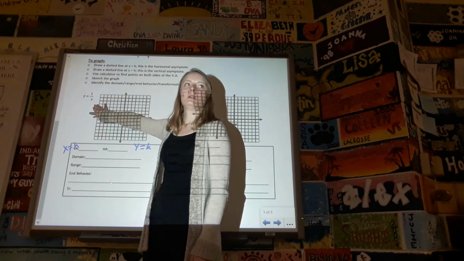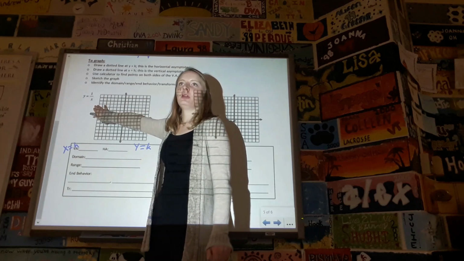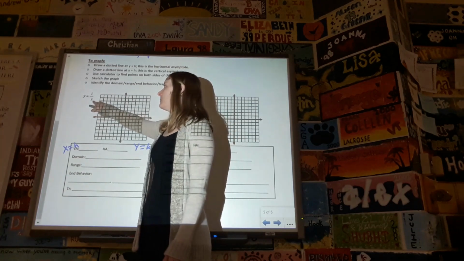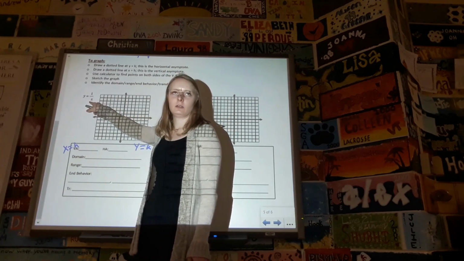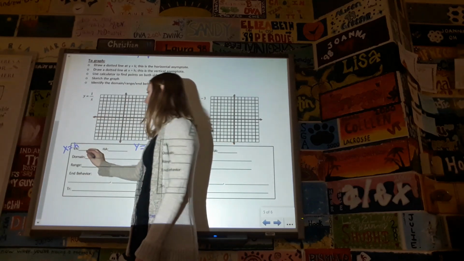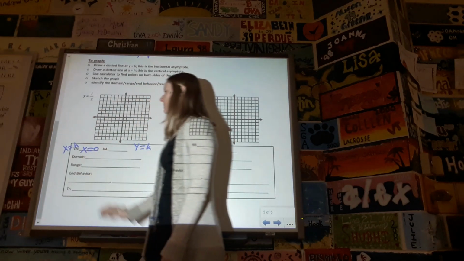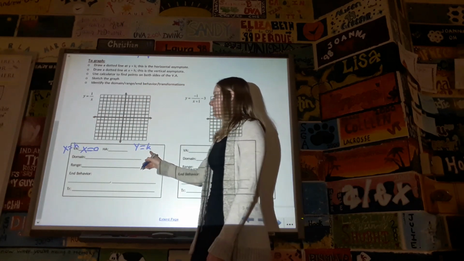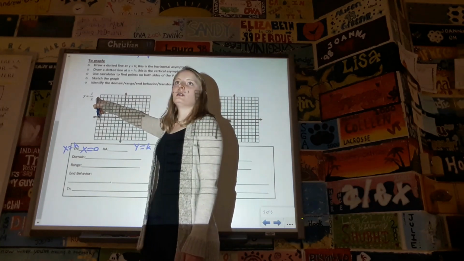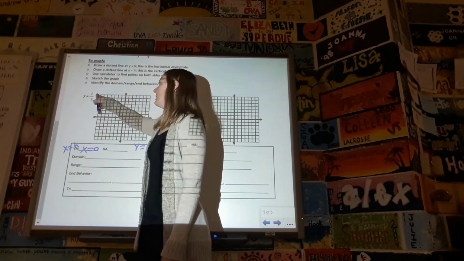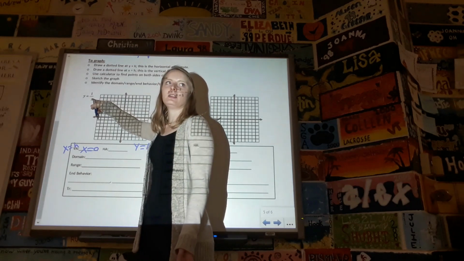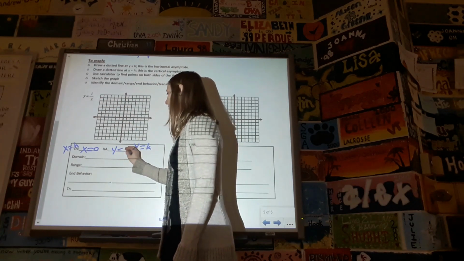Okay, what is h? H should be a number. H is supposed to be down here with x, and I don't see anything, so h is 0. So my vertical asymptote is going to be x equals 0 because h is 0. What's my k? Also 0, because k is supposed to be a number floating here at the end, and I don't see anything, so it's a 0. So my horizontal asymptote is y equals 0.